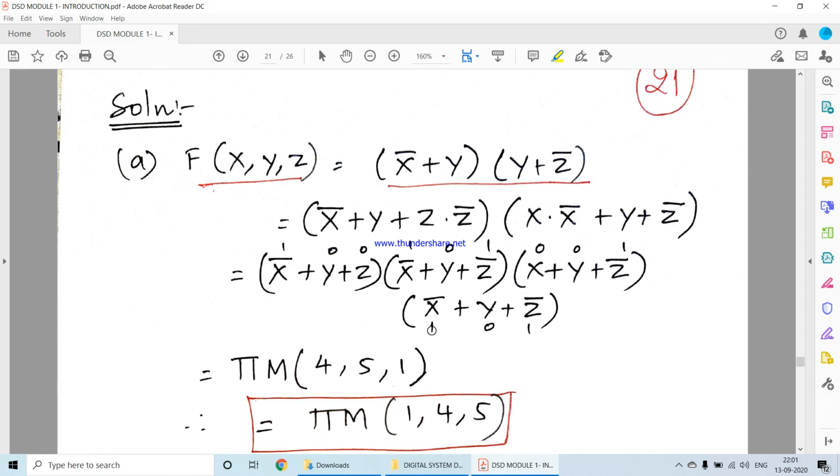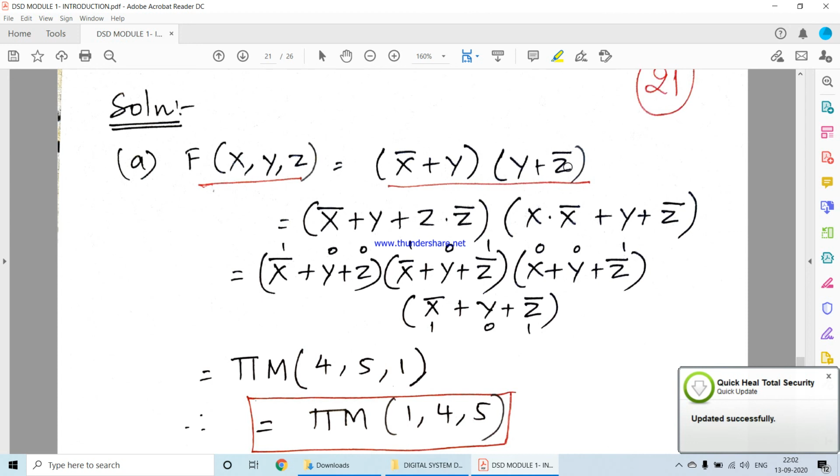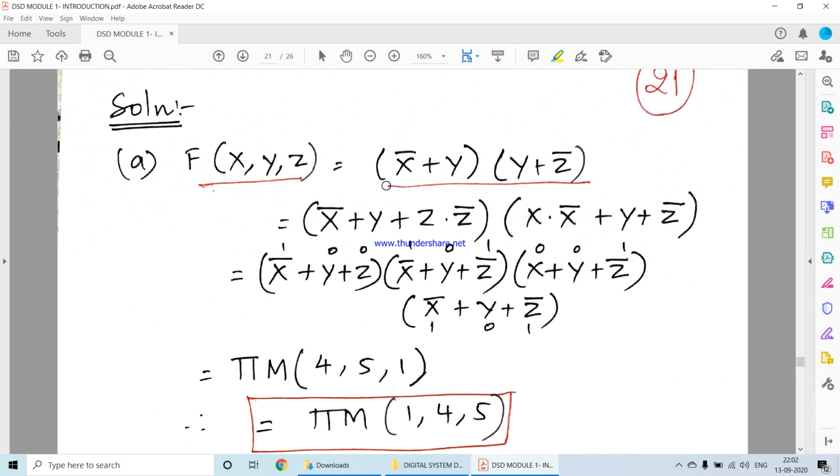Okay, coming to the next problem. How to convert the given expression into standard maxterm form, canonical maxterm form. So here I have got x bar plus y plus z bar. Now the standard canonical maxterm form will have all three variables. Similarly here x is not present. So I should see through that. I will add something so that I can expand it and I can get all three variables into a sum term.